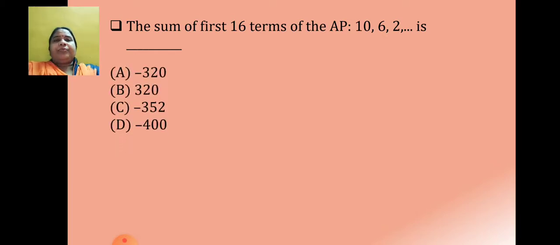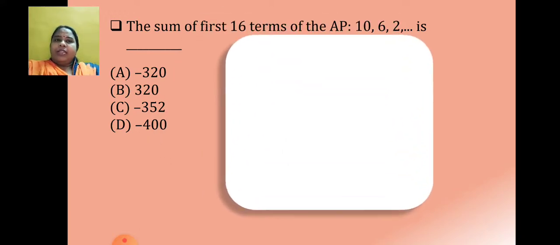The options are minus 320, 320, minus 352, minus 400. Now I need to find out the sum. It means I have to use the SN formula where n is equal to 16. What is A? 10. D can be found out from here. And I need to use the SN formula.